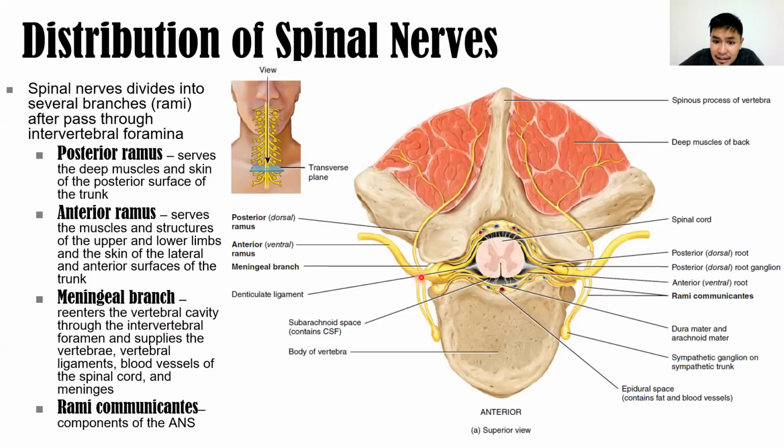Meningeal branch, babalik si meningeal branch. Papunta sa vertebrae, arteries, spinal cord, and its meninges, the covering ng spinal cord. Okay, and then your rami communicantes will be part of your autonomic nervous system. So you have here sympathetic ganglion on the sympathetic trunk. Okay, so autonomic nervous system na siya. Rami communicantes. Ayun. So hopefully, mas klaro na. You have here your denticulate ligament, transverse pia mater, and the like.